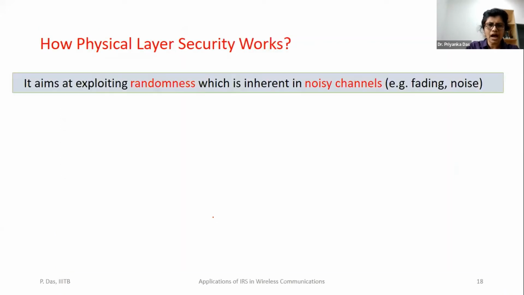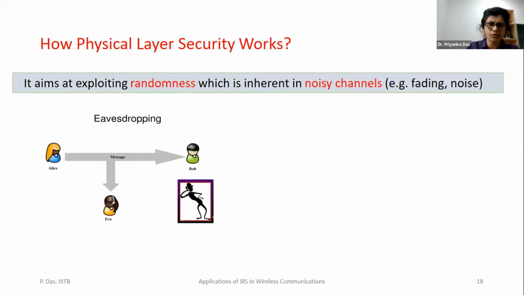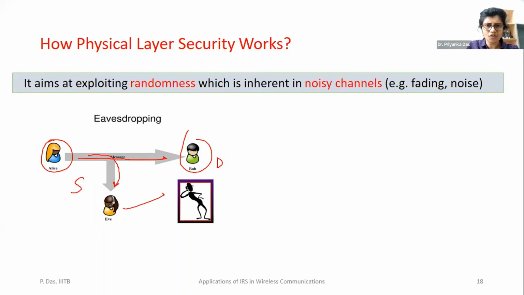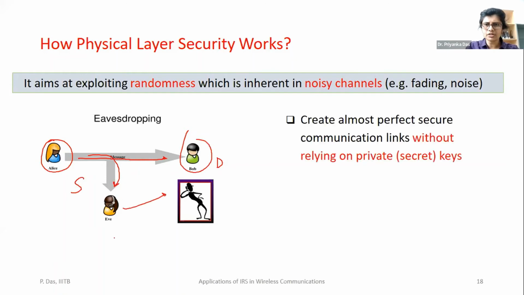Okay, so see how FISEC works. We have an Alice and a Bob, which are your source and destination, and there is a path along which the message is going to transfer from Alice to Bob. Now there is an eavesdropper sitting here, trying to hack your information. It's overhearing the information.